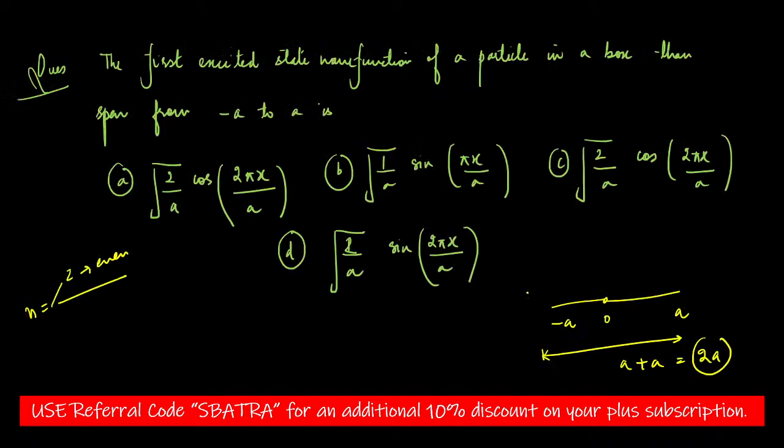Now, let's go to the question. So, this is minus a to a. And first excited state means n is equal to 2, which is an even number. So the system would be in sine terms. We can see the options are sine, cos, cos, sine. So we can cancel out option A and option C, because we know that now the system would be in sine. So sine and sine.